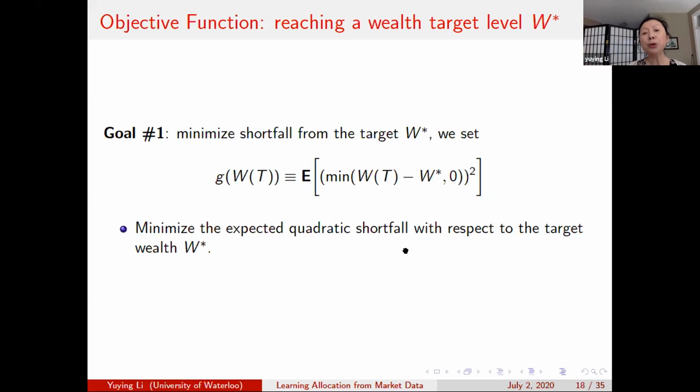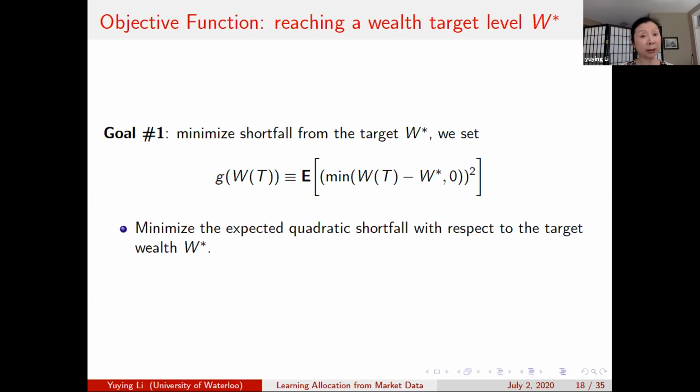And it turns out if you use this quadratic shortfall objective and solve it, the strategy corresponds to a mean variance optimization problem with a fixed risk aversion parameter as well. I don't have to go there for this presentation.